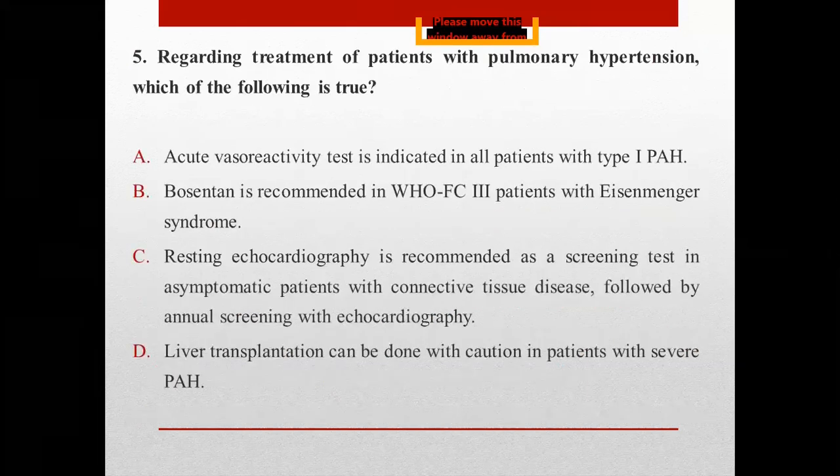Regarding treatment of patients with pulmonary hypertension, which of the following is true? Acute vasoreactivity test is indicated in all patients with type 1 pulmonary arterial hypertension. Bosentan is recommended in patients with WHO function class 3 with Eisenmenger syndrome. Resting echocardiography is recommended as a screening test in asymptomatic patients with connective tissue disease, followed by annual screening with echocardiogram. Liver transplantation can be done with caution in patients with severe pulmonary arterial hypertension. So start answering, please.